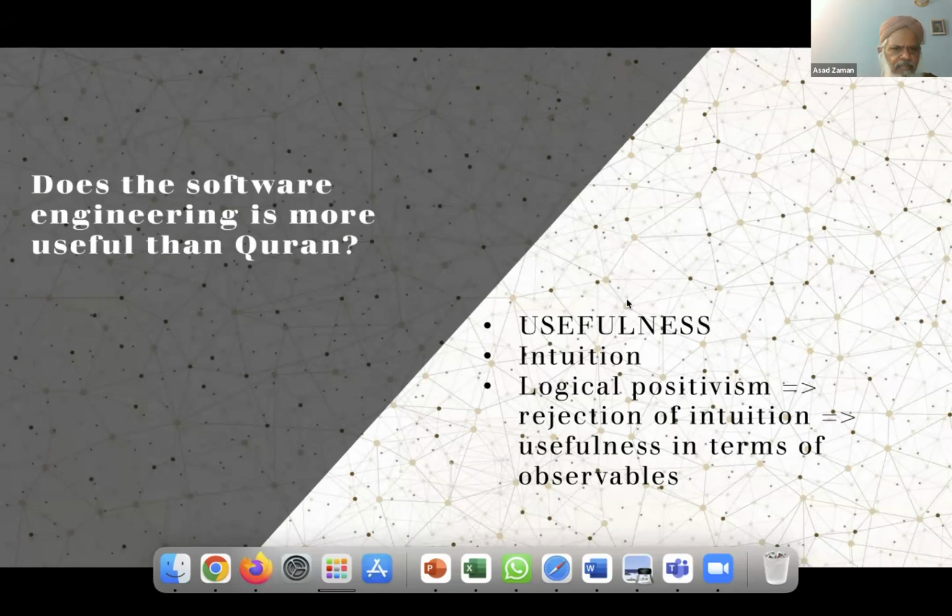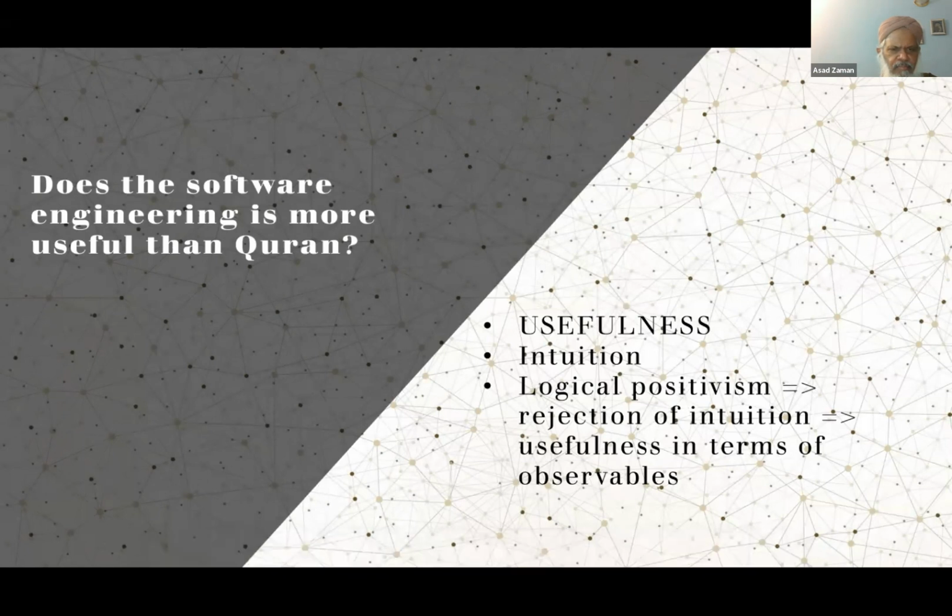The second point here is the intuition that the person has, with which the person is going to acquire the knowledge. So it also has a very important position in Islamic epistemology. Whereas, if we talk about logical positivism, they reject the usefulness in terms of unobservable benefits, and the intuition also. So this rejection of the unobservable and the intuition, I think, is the most toxic thinking, which leads us to only acquire that knowledge which has only the monetary benefit to us.